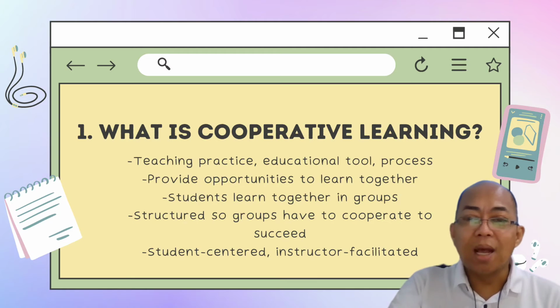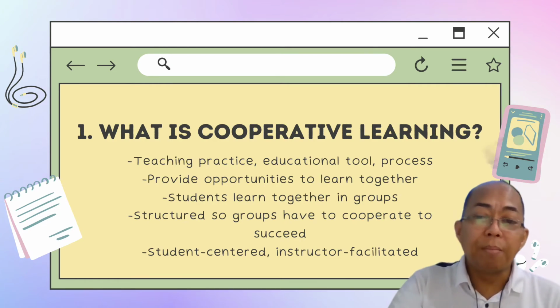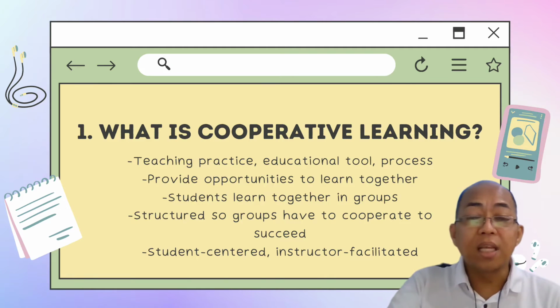So ideally, groupings can actually run between 2 or 5 members. Okay. In some instances, you can have as many as 6 or even 7. But ideally, groupings should be between 2 to 5 members.